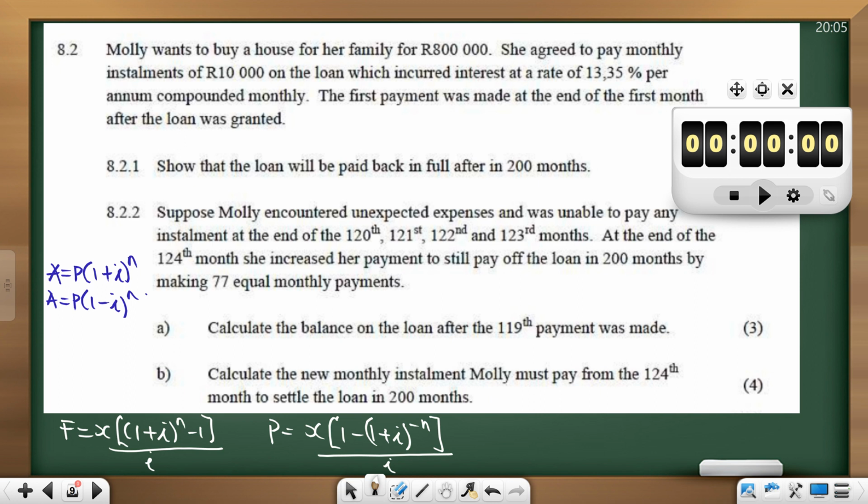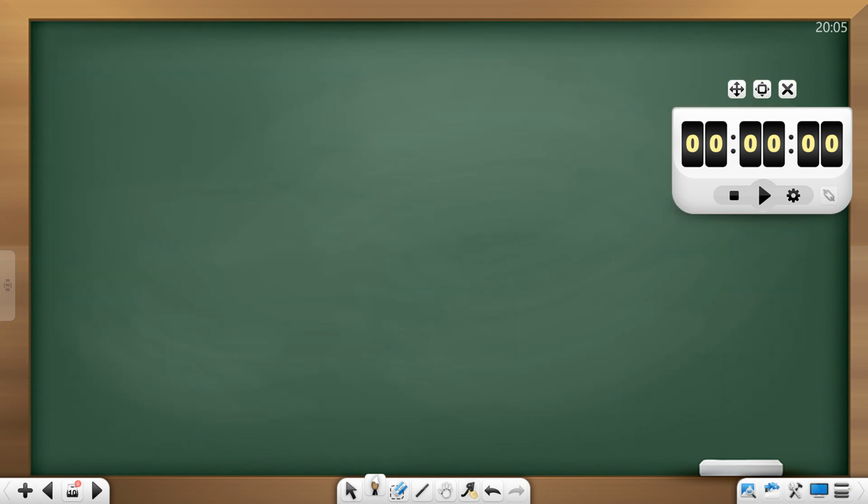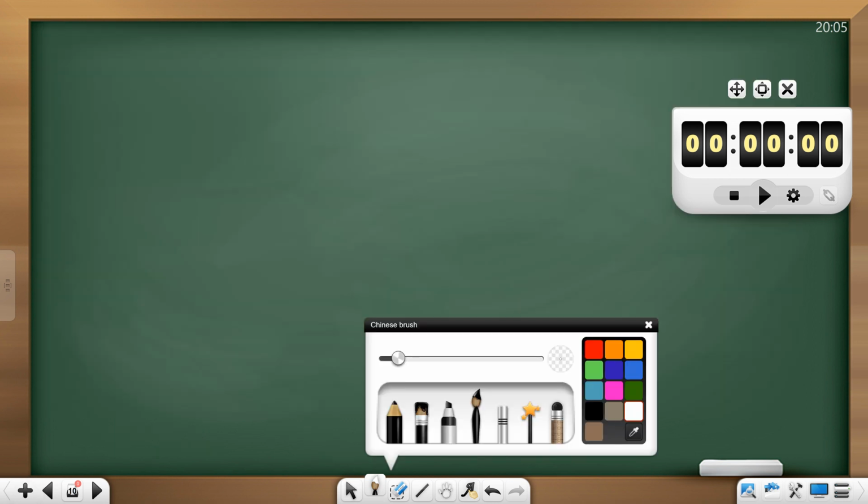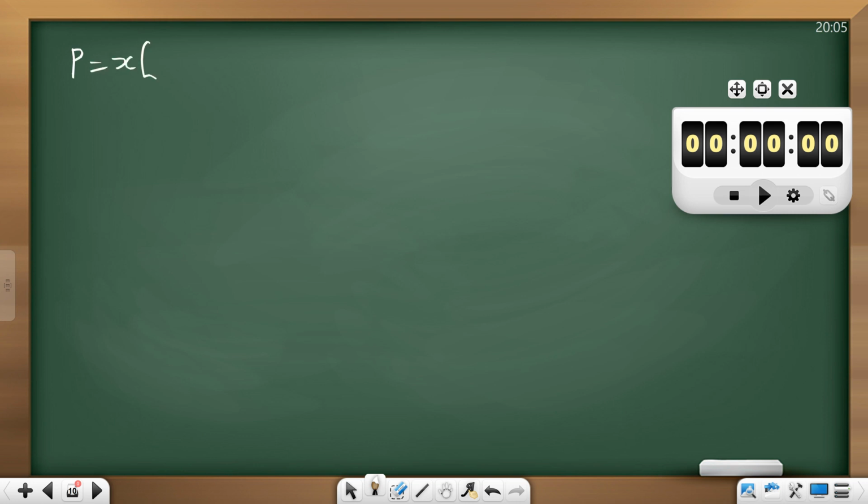Guys, they've given you the word loan. What are we doing to a loan? We're paying back. If we are paying back, what's the formula? P equals to what? X into bracket 1 minus 1 plus. That's fine with everybody. What are we paying back? 800,000, right? We know X, 10,000. I wanted to rob her 50,000.